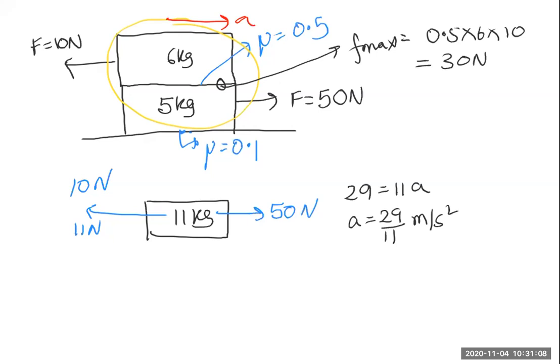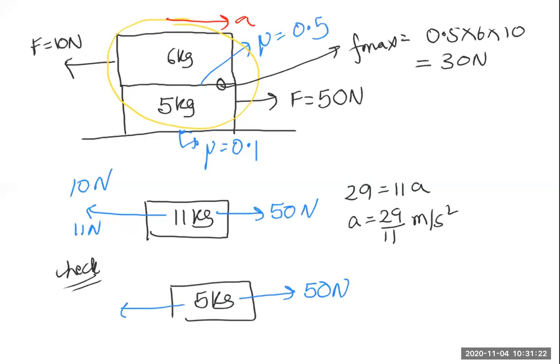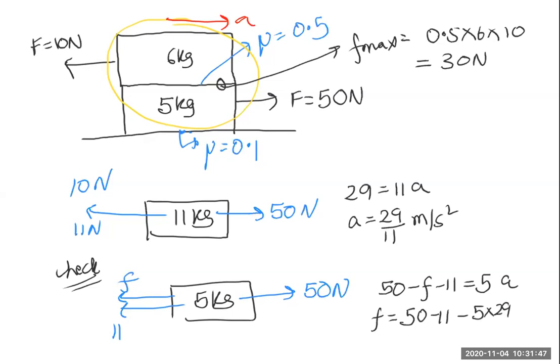Now let's check. 5 kg wale pe main check kar raha hu. I can do it for 6 also. 5 kg वाले ब्लॉक पे 50 न्यूटन इधर लगा है, 11 न्यूटन फ्रिक्शन नीचे सरफेस से लगा है और F फ्रिक्शन ऊपर सरफेस से लगा है. सो आई विल हैव 50 माइनस F माइनस 11 इज इक्वल टू 5A. F इज इक्वल टू 50 माइनस 11 माइनस 5A, दैट इज 5 इनटू 29 बाय 11.